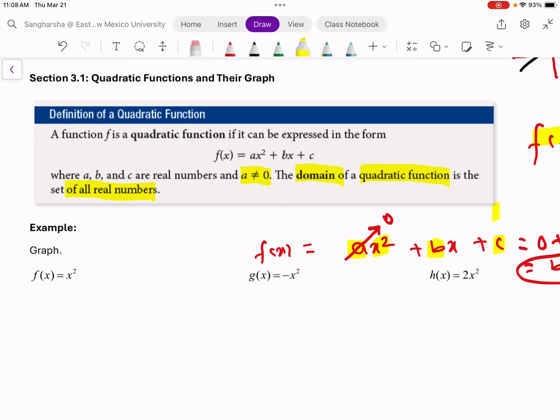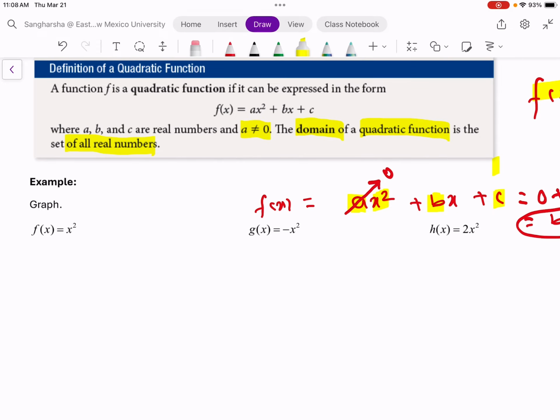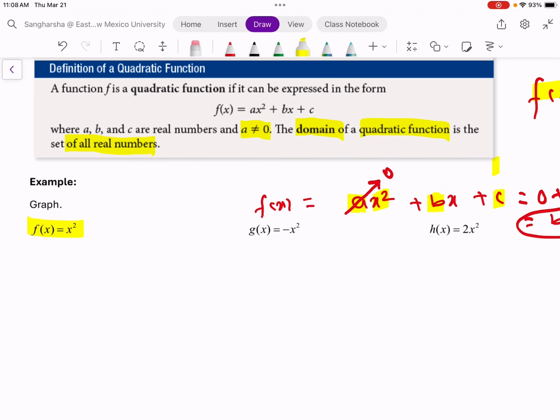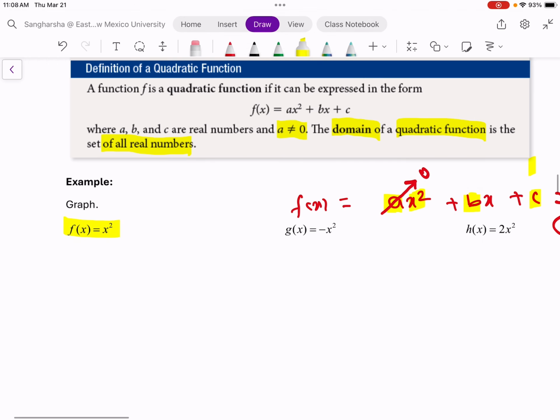And for a quadratic function, if you are asked to write down the domain, it's always all real numbers. It doesn't matter what number you choose, we always get a real output. Now here we have this function, f of x equals x square. Is this a quadratic function or not? Now let's make a comparison of this function with our general function.